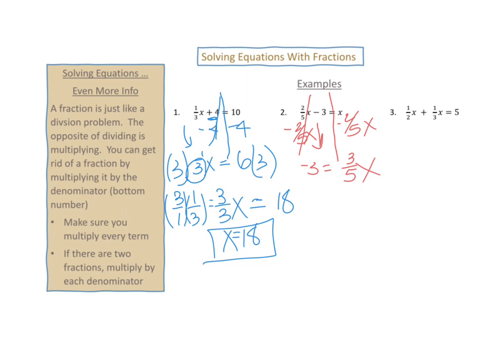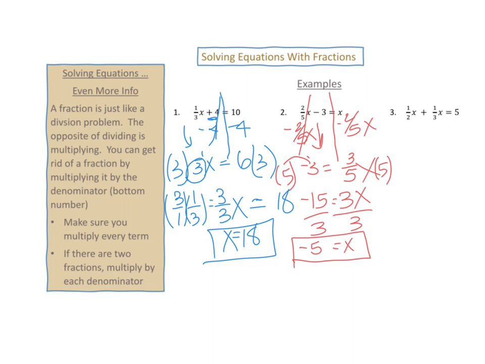Now I'm going to multiply each side by 5. 5 times negative 3 is negative 15. 5 times 3/5 leaves us with 3x. Now we divide by 3, and we get negative 5 equals x. If you plug that negative 5 back into the equation, you'll see that that's the correct answer.